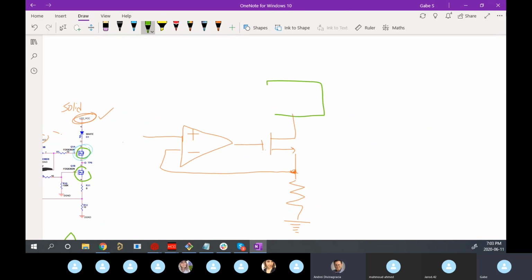Buffer. Anyone know what this is? This is actually a constant current circuit. Yeah, Jared? I may have spoiled it for you. Yeah, I was going to go with that because that basically is a buffer system, buffer configuration.